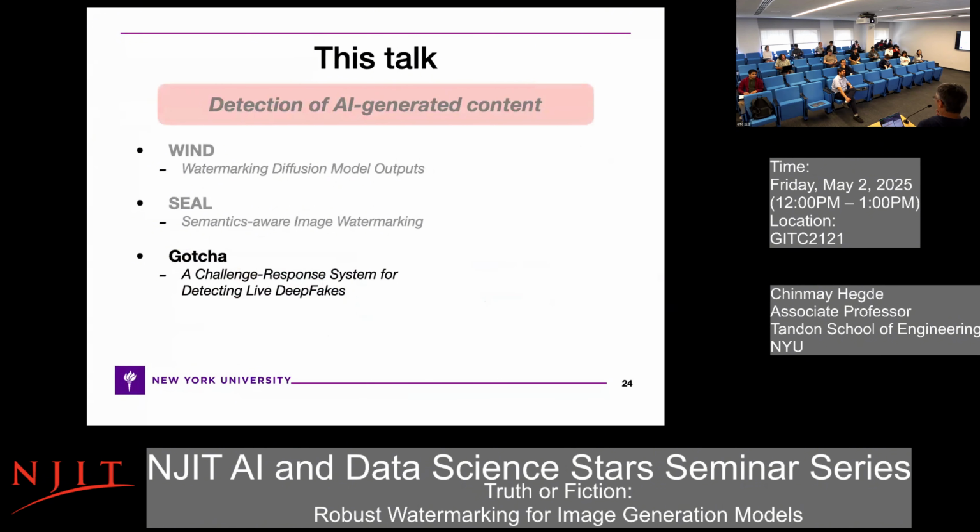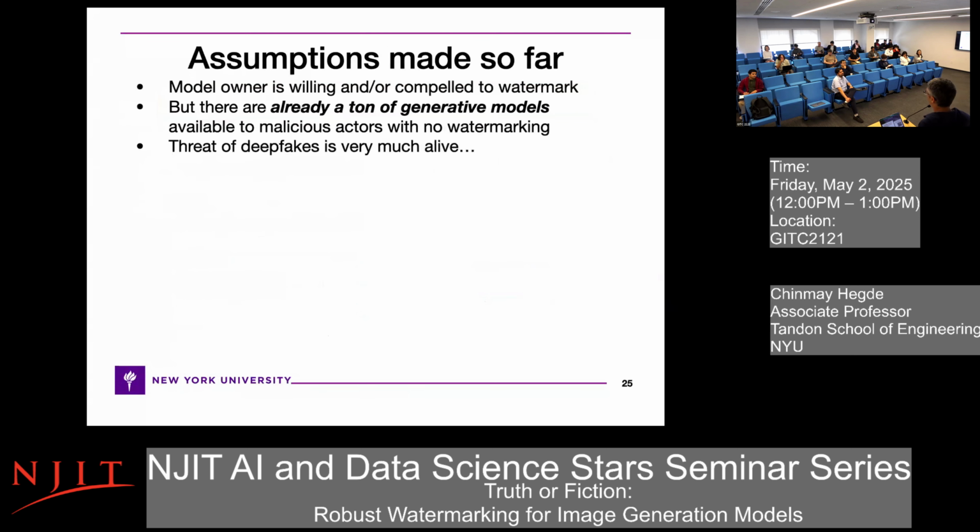But so much for watermarking, right? I talked about watermarking so far, but I made several assumptions. Not just me, but the field makes several assumptions. The basic assumption is that the model owner is willing to watermark. Now you can compel the model owner through law. You can compel OpenAI to watermark every image that you generate using the OpenAI API or something like that.